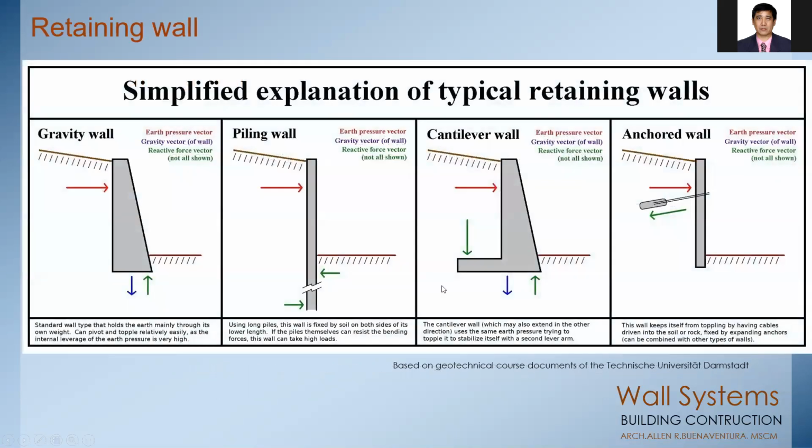These are different samples of retaining walls. The one on the left side is a gravity wall. The one second from the left side is the piling wall, which is also called the shear wall. Another one is the cantilever wall, which has a foundation that extends towards the embankment. And another one is the anchored wall, in which the sheet piles are anchored to the soil.